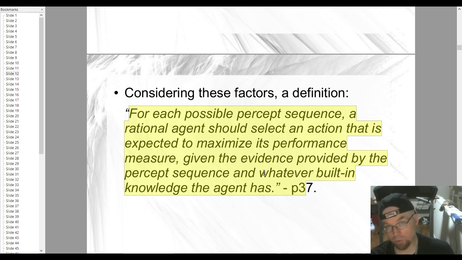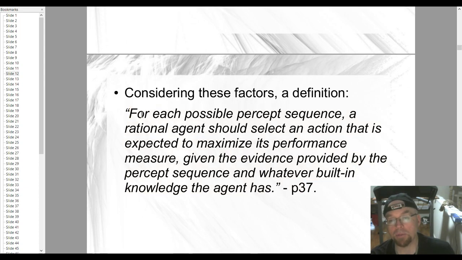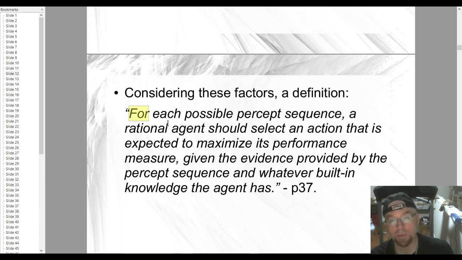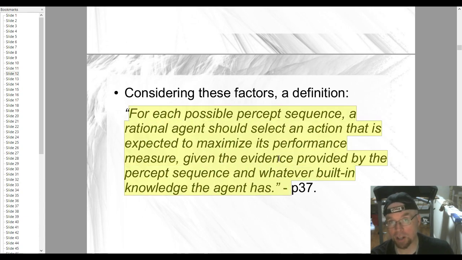I'm just going to read it word for word, because I can't think of a better way to put this. This is summarizing everything I just said in a more concise way. For each possible percept sequence, a rational agent should select an action that is expected to maximize its performance measure, given the evidence provided by the percept sequence and whatever built-in knowledge the agent has. Maximize the performance measure given the evidence provided by the percept sequence and whatever built-in knowledge the agent has. In one definition, for every possible percept sequence. So here's a concise definition of what we were just talking about. This is the definition for rationality given by the text.